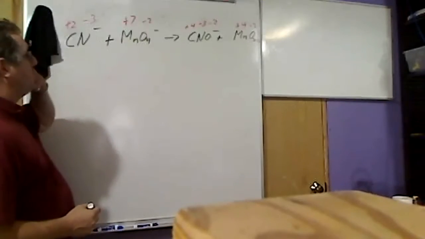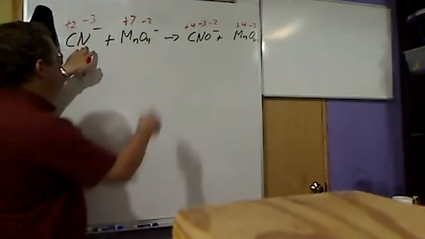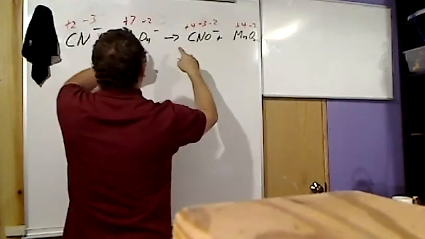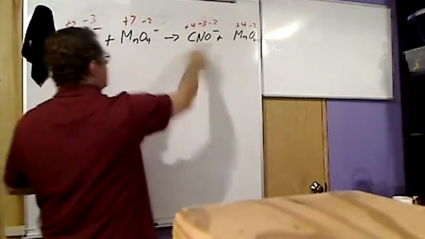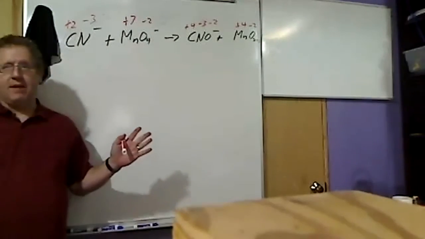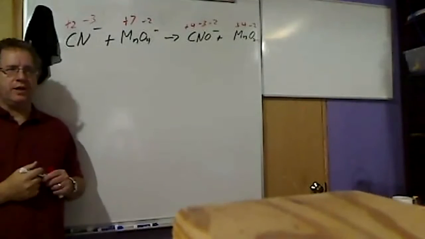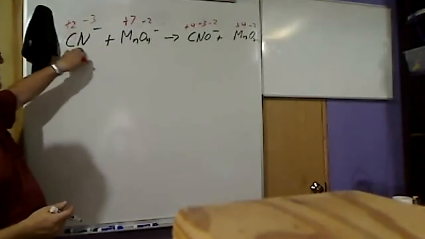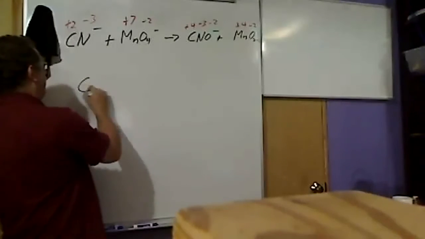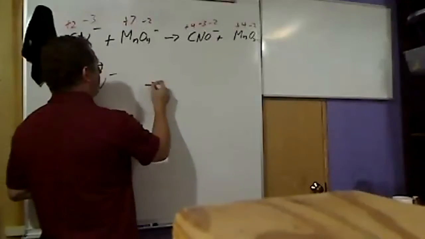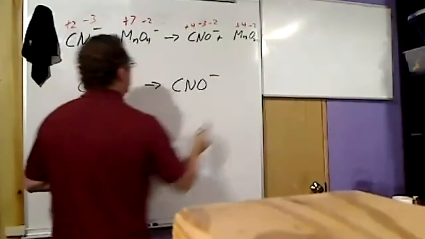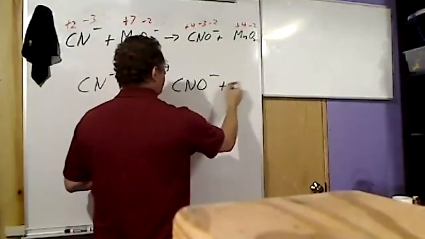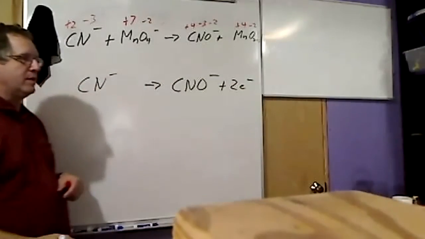Half reactions. The two elements that undergo a change. Nitrogen doesn't change, but carbon does. Oxygen doesn't, but manganese does. Now notice I got oxygens all over the place here, which is okay because I'm going to balance those by something other than just looking at oxygens. So let's look at our first half reaction. The first element that I come across that changes is carbon. And it goes from a +2 to a +4. How can it do that? It has to lose 2 electrons.